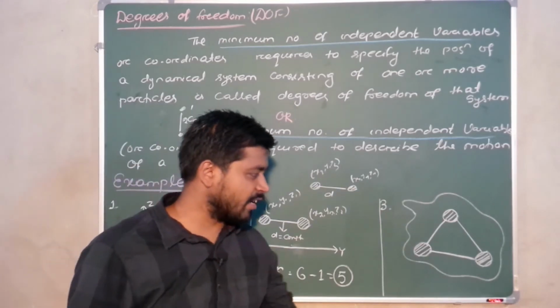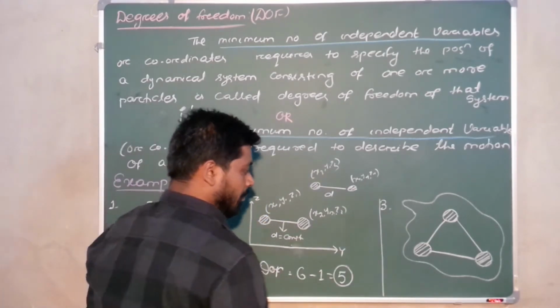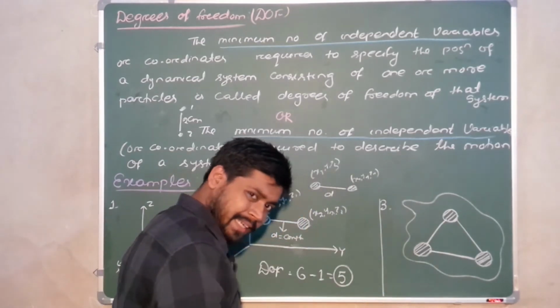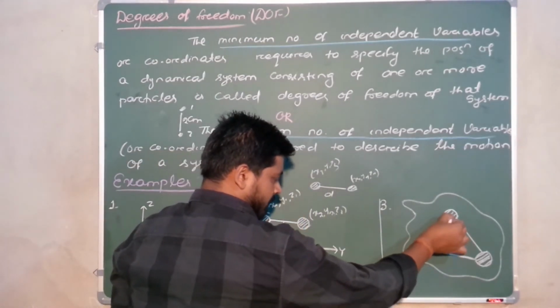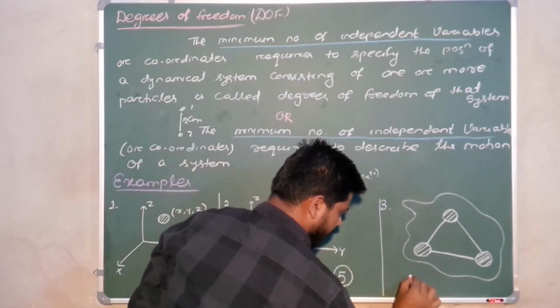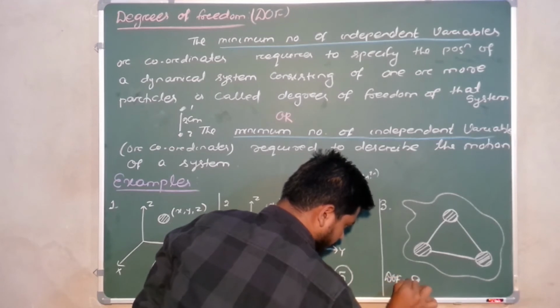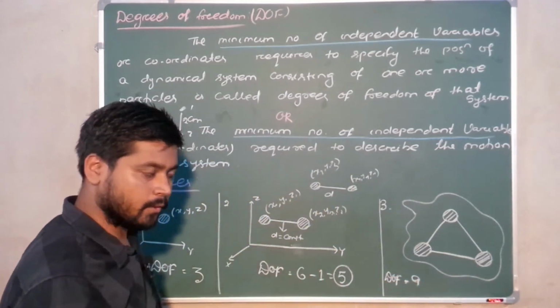As we have three particles, then in the continuous case we have degrees of freedom 3n, that is, this has 3, this has 3, this has 3, yes or no? That is 3n. 3 into 3 is 9. Degrees of freedom may be 9, yes or no?